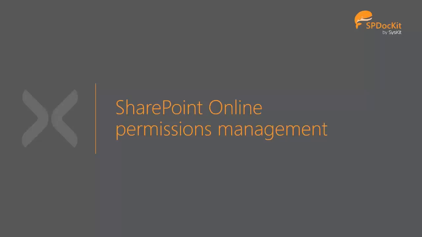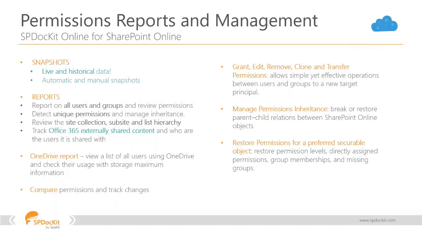Before we move on to the demo, I would just like to tell you something else, because this will probably also be interesting to you if you work with Office 365 and SharePoint Online. SPDocKit allows you to create numerous reports on SharePoint Online permissions. So you can check all users' and groups' permissions. You can detect unique permissions, check where there is broken inheritance and manage inheritance. What's also very important is that you can track Office 365 externally shared content, and see who the users it's shared with are. Then we have the OneDrive report, which shows you a list of all users using OneDrive and lets you check their usage against the storage maximum, etc.